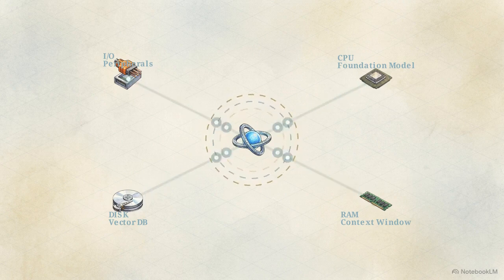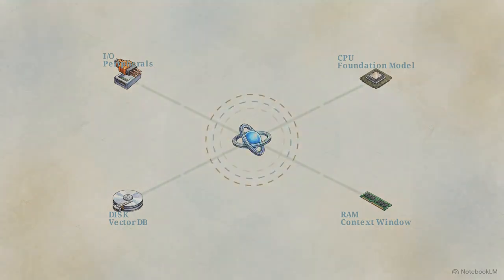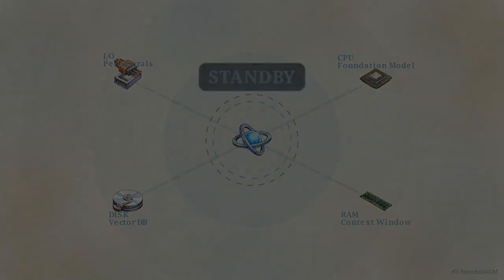ReAct continuously queries the LLM CPU, manages state and context RAM, reads from the vector disk, and triggers API peripherals. The loop continues until the internal reasoning confirms that the high-level user objective is satisfied. Once the task is complete, the system saves its final state and powers down to a standby mode.